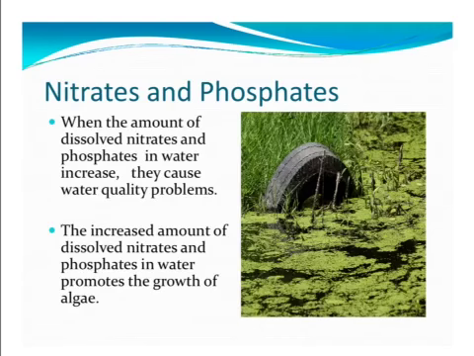Now, as we have mentioned in other presentations and talked about in class, when the amount of dissolved nitrates and phosphates increases in water, the process of eutrophication will start. Then when the process of eutrophication starts, the amount of dissolved oxygen will decrease, and then not many organisms will find it easy to live in this water.